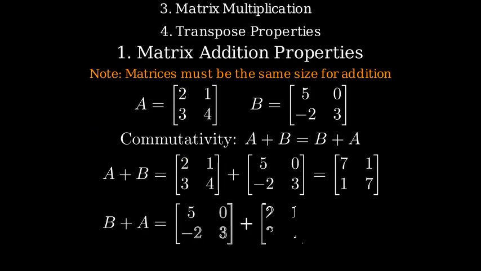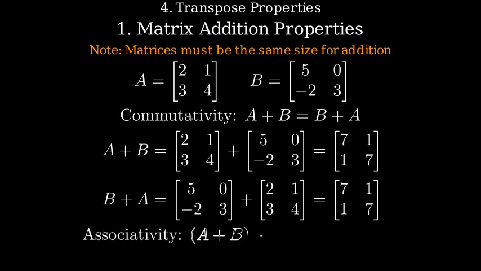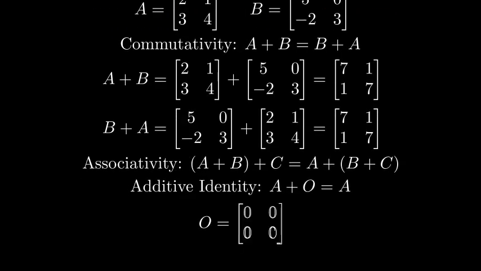Next, we have associativity, which states that (A + B) + C equals A + (B + C), regardless of how we group the additions. Then we have the additive identity property. There exists a zero matrix, O, such that A plus O equals A. Finally, for additive inverse, every matrix A has a negative matrix, negative A, such that A plus negative A equals the zero matrix.